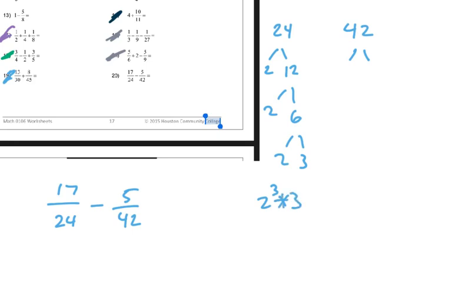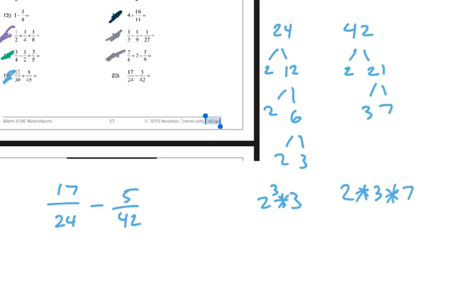Notice that I chose 2, but I could have done 3 and 8. You technically could do 4 and 6, but I always like to try to divide by a prime. I think it makes it easier. Here I'm just going to do 2 and 21. I could have done 3, but 2 is pretty obvious. And this is 3 and 7. So this is 2 times 3 times 7.